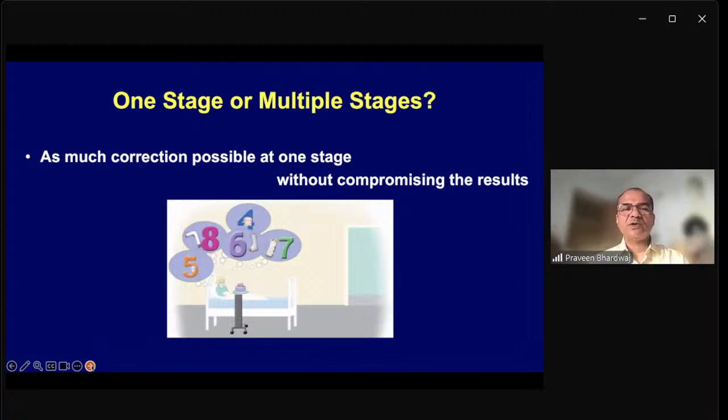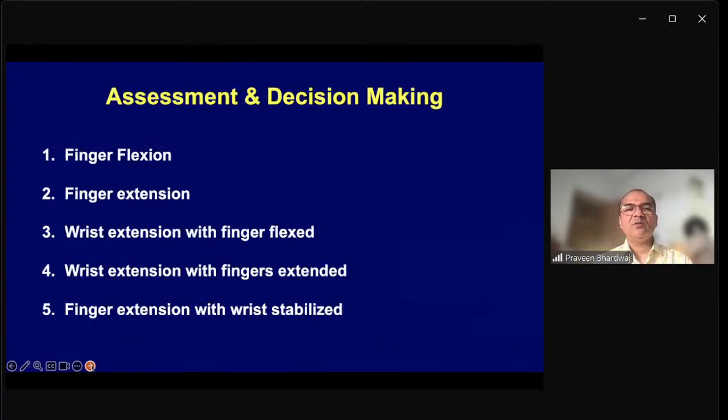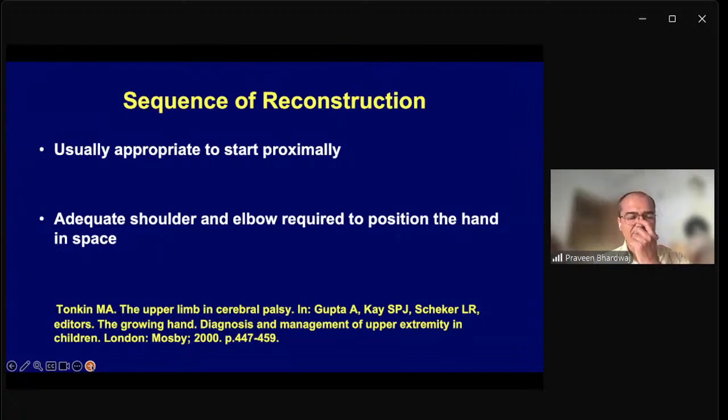The next question the surgeon has to think of is whether to correct all the deformities from the shoulder to thumb at one stage or in multiple stages. Going stage by stage is sometimes safer, especially when you are in the early stages of spastic upper limb care. In them, you start proximally and then gradually move distally. But as you become more comfortable, doing all the level surgeries at one time is more effective, because you are able to achieve the final outcome much earlier.